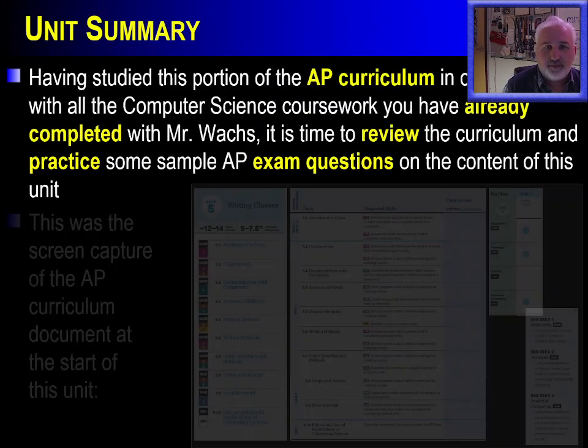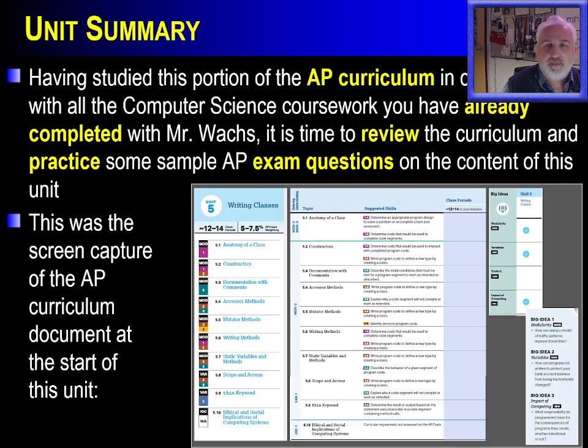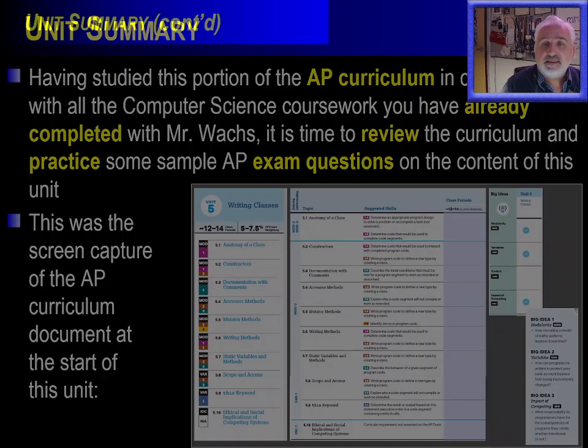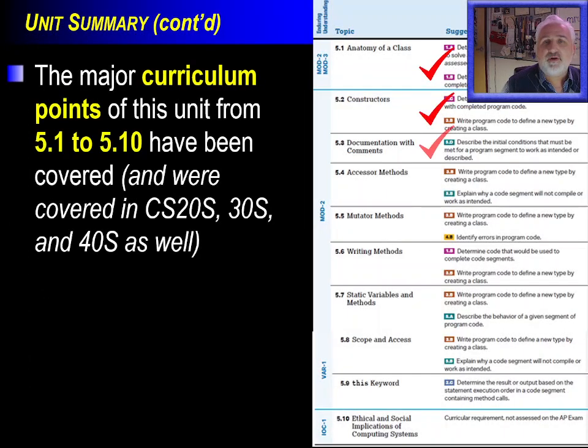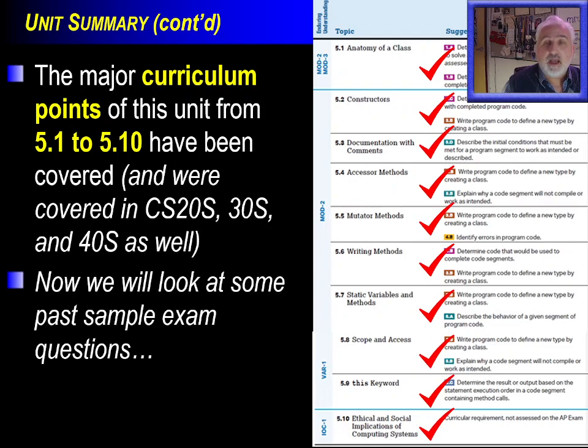We're ready to wrap up. We've seen this part of the AP curriculum, how it breaks the content of writing classes down in more detail. We covered the anatomy, the construction, the documentation, the accessors and mutators, how to write methods, static variables and methods, scope and access, the this keyword, and those ethical considerations.